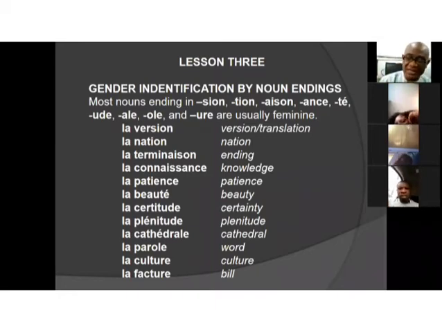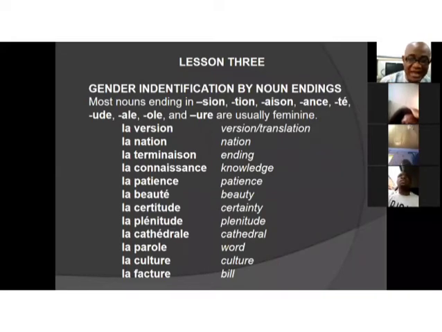That exception is le bastion, B-A-S-T-I-O-N. It ends in T-I-O-N, but you use le. That is the only exception to that rule. So once you know that it is only bastion that is masculine amongst all these nouns, then you know that the general rule is that nouns that end in T-I-O-N are all feminine, except one, le bastion.